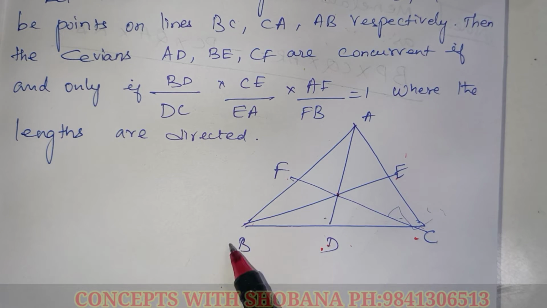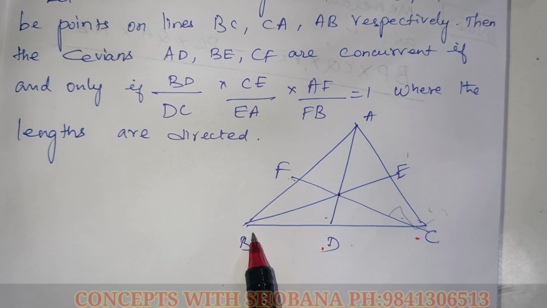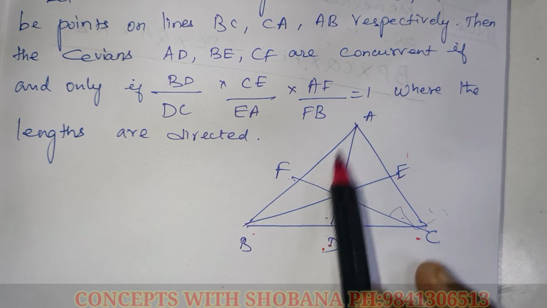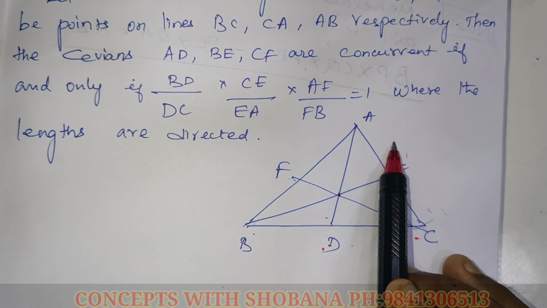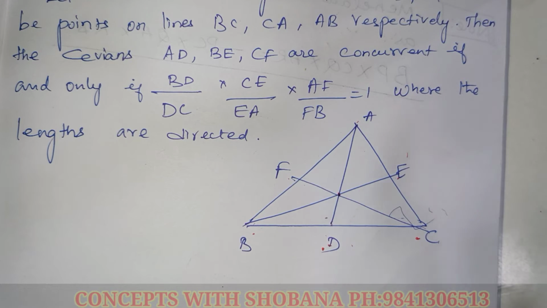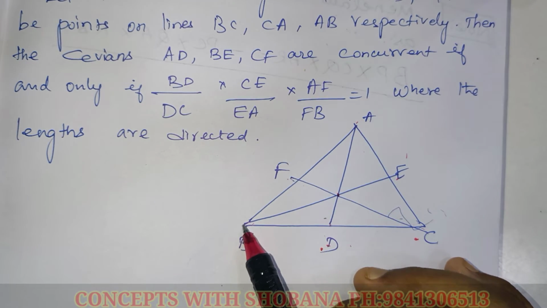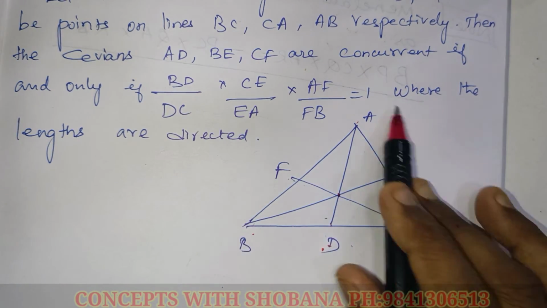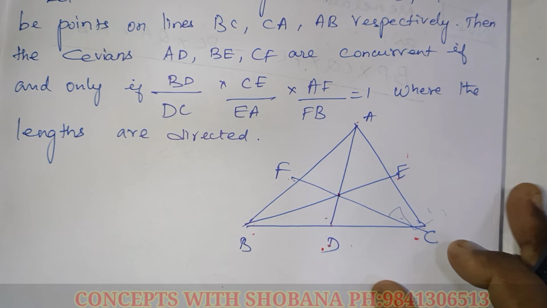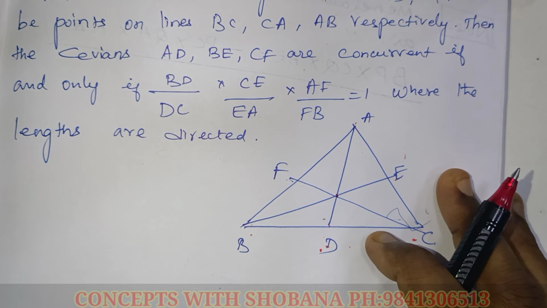I repeat, Seva's theorem is a very easy theorem. What you need to remember is that in triangle ABC, D, E, F are the points on the lines AB, BC and CA. If the CVNs AD, BE, CF are concurrent only if the ratios BD by DC into CE by EA into AF by FB is equal to 1. When you multiply all the ratios you should get the answer to be 1, where the lengths are directed. Okay, this is Seva's theorem. In the theorem you need not learn any proof. Okay? Shall we go to the next theorem?